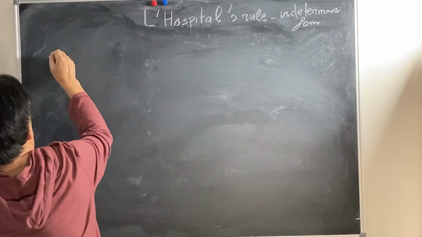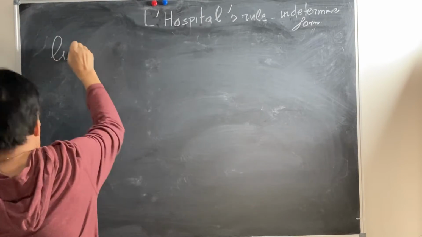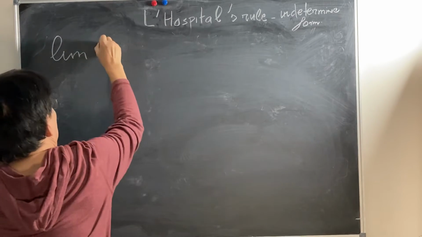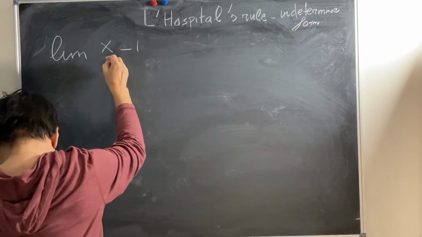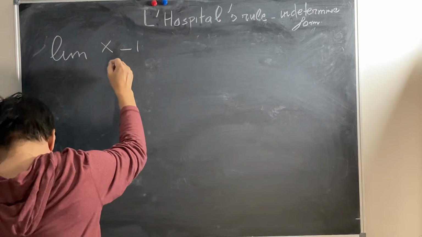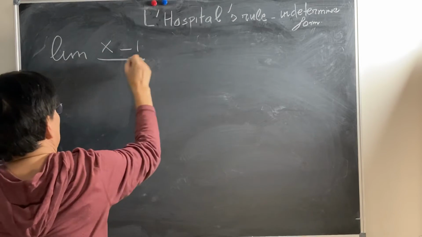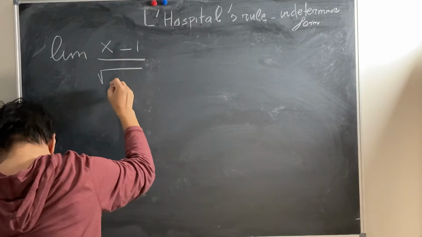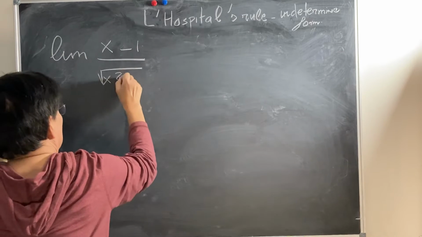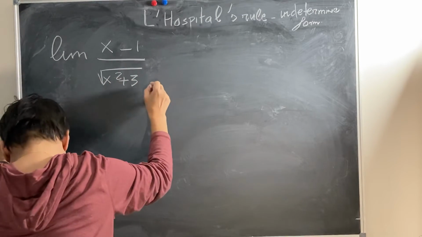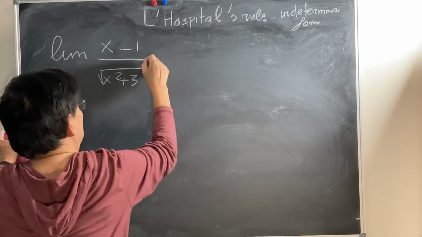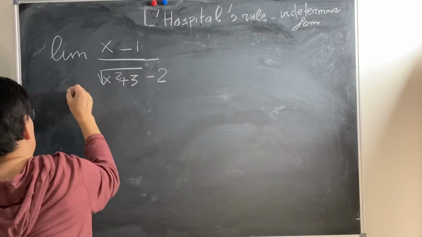If you want to find the limit of x minus 1 over the square root of x squared plus 3, minus 2, as x goes to 1.